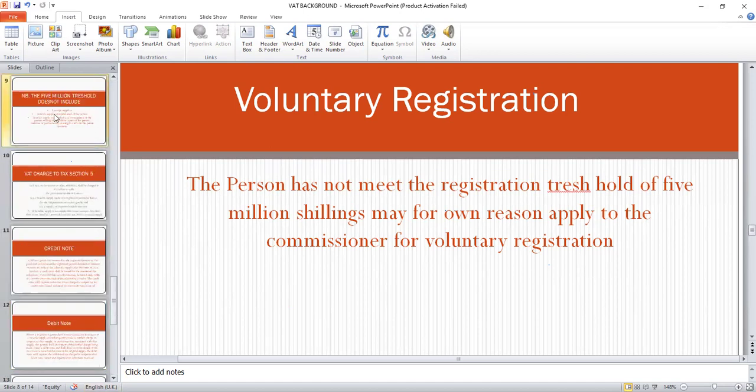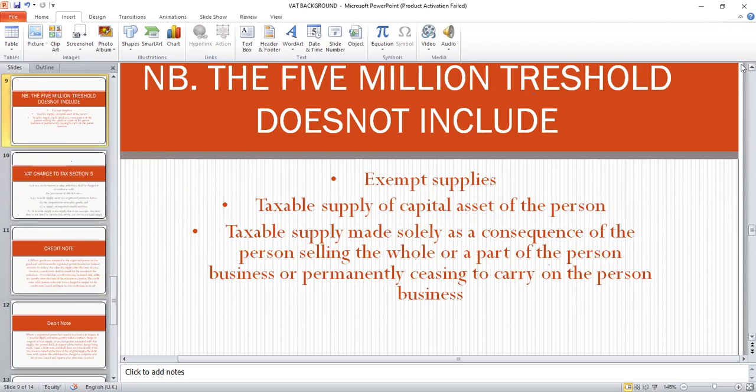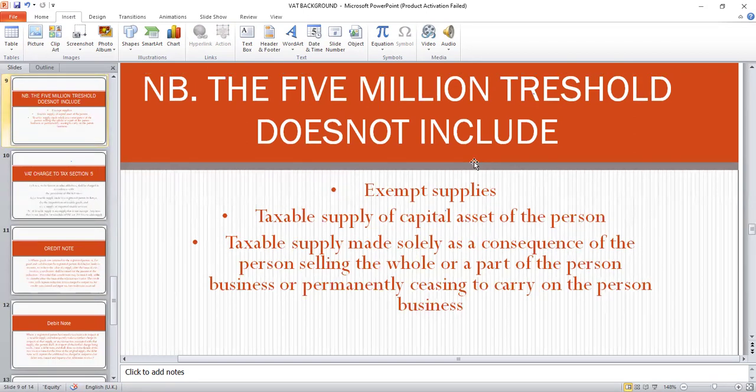Now, you need to note this. The 5 million threshold does not include exempt supply, because exempt supplies are not taxable supplies, and VAT is on taxable supply. So anything exempt, which is stated in the first schedule of the VAT Act, is not included in the threshold.